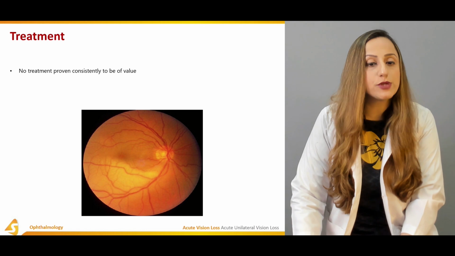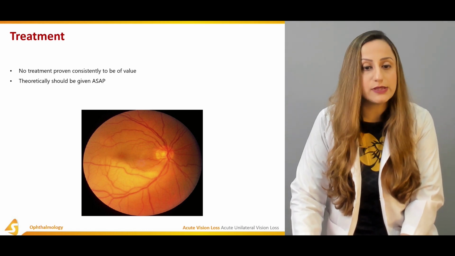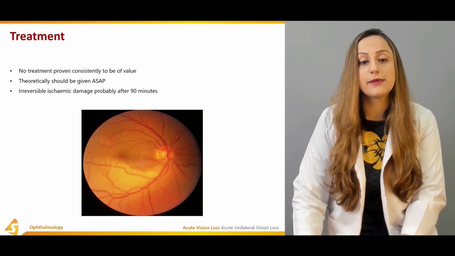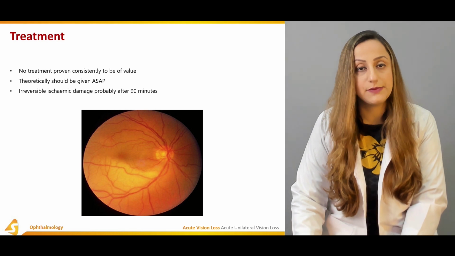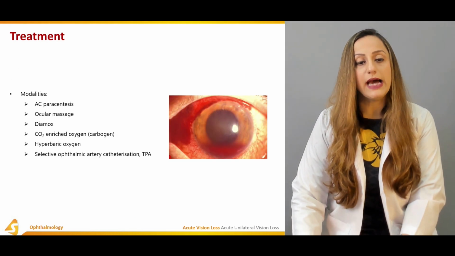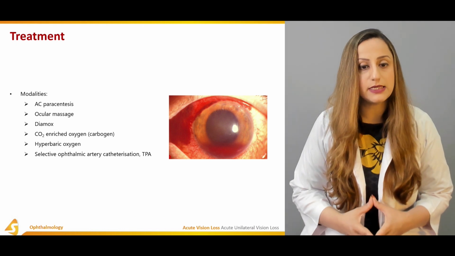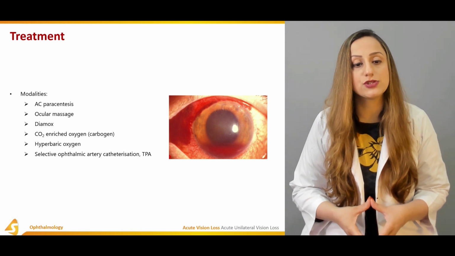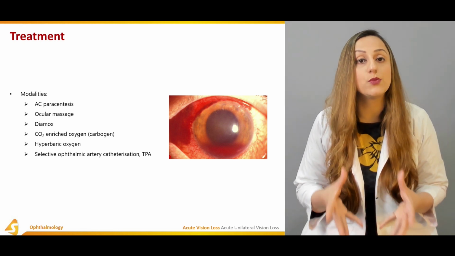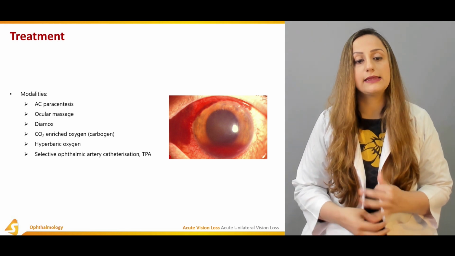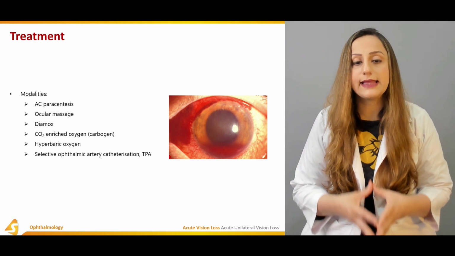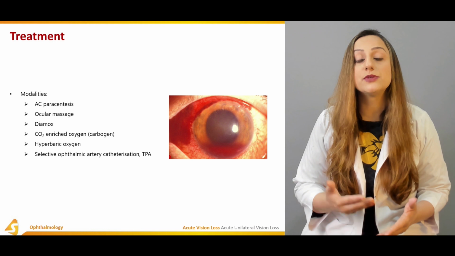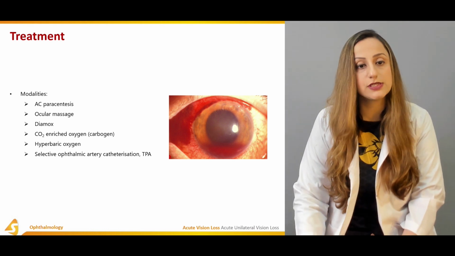The treatment, usually no treatment is proven consistently to be of value in these patients. Theoretically it should be given as soon as possible. Irreversible ischemic damage occurs probably after 90 minutes of the occlusion. Modalities would include paracentesis and ocular massage. Diamox is one of the drugs that is usually administered. Carbon dioxide enriched oxygen, carbogen, is administered along with it. And then we have hyperbaric oxygen, selective ophthalmic artery catheterization, and plasminogen factors can also be administered in these patients.